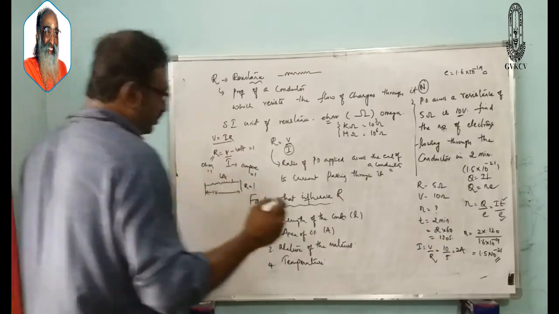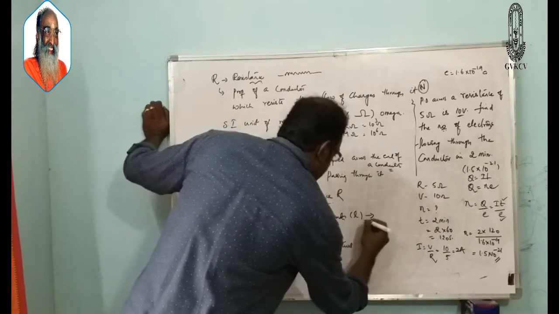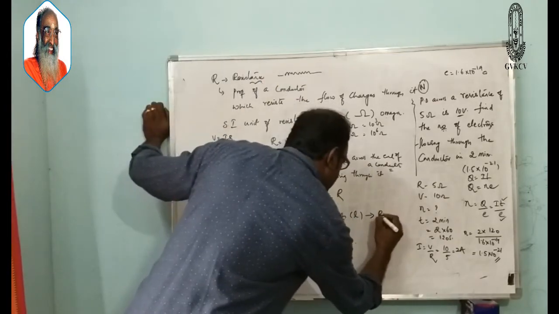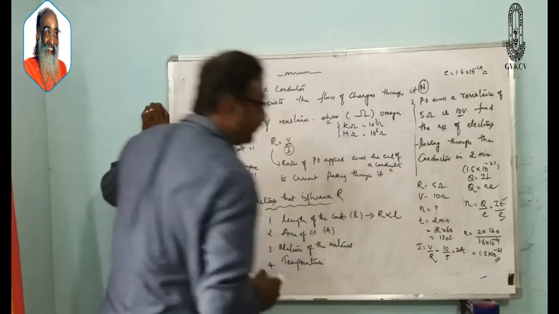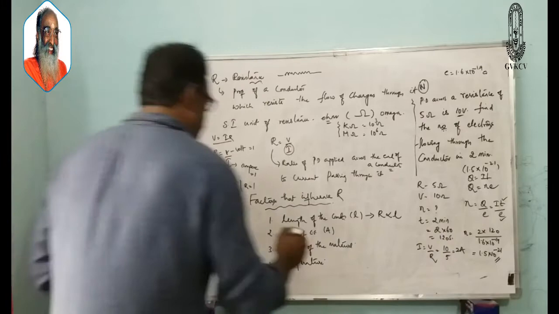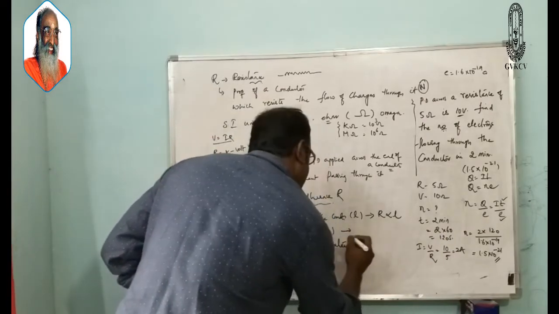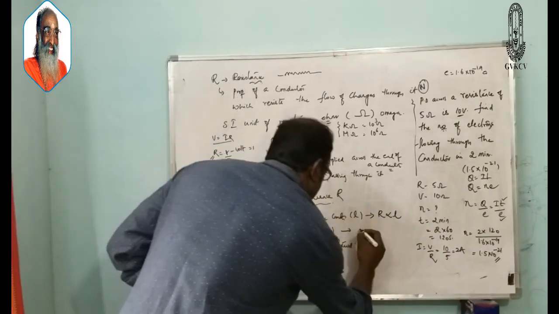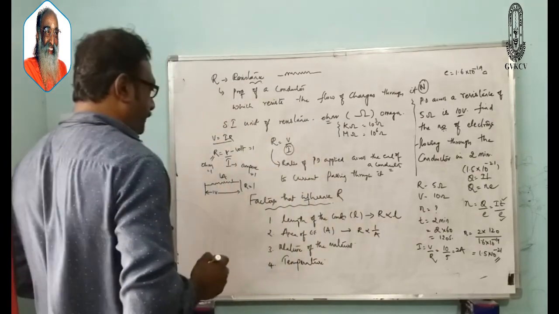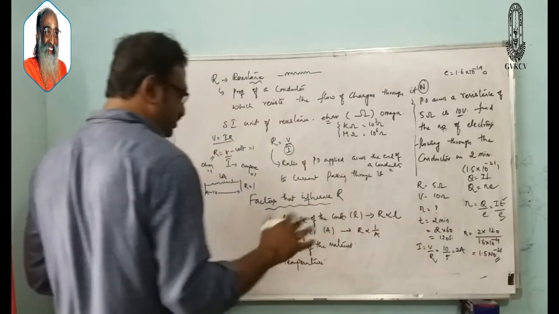And there you might have shown expression for this, how this length is influencing R. R is directly proportional to L. As the length increases, resistance increases. And as the area of cross section increases, resistance decreases. So R is inversely proportional to 1 by A. And nature of the material, there is an expression for that.